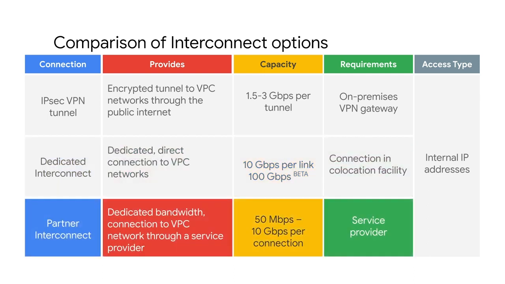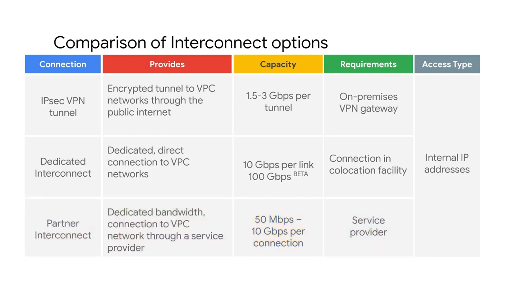Partner Interconnect has a capacity of 50 Mbps to 10 Gbps per connection, and requirements depend on the service provider. My recommendation is to start with VPN tunnels. When you need an enterprise-grade connection to GCP, switch to Dedicated Interconnect or Partner Interconnect, depending on your proximity to a colocation facility and your capacity requirements.